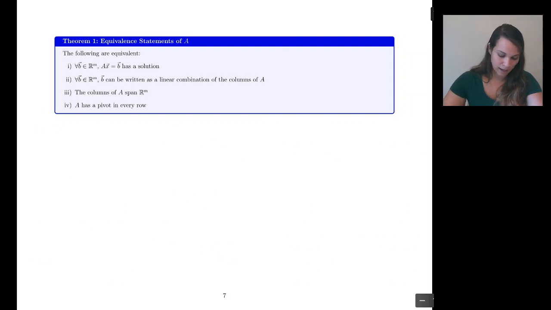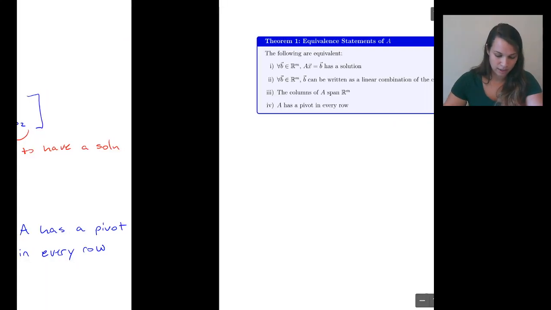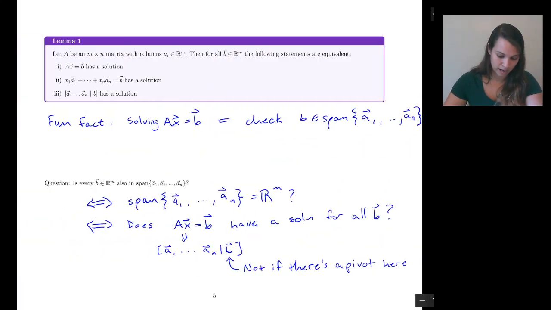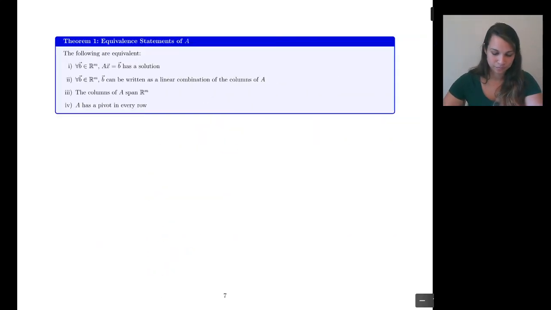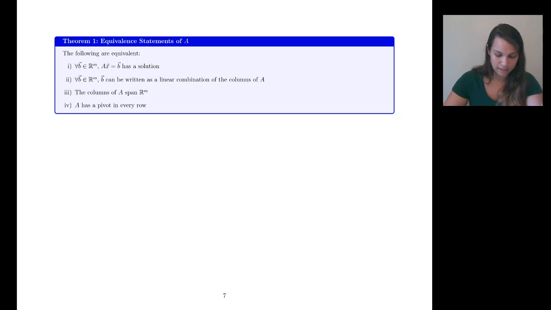That's the same thing as saying B can be written as a linear combination, and every B in RM can be written like that. So this guy always having a solution means we can always find a linear combination. And that is what we have here. That's our linear combination line in our little lemma. And then the columns of A span RM. That falls out because being able to find a linear combination means it's in the span. If B is a linear combination, B is in the span.